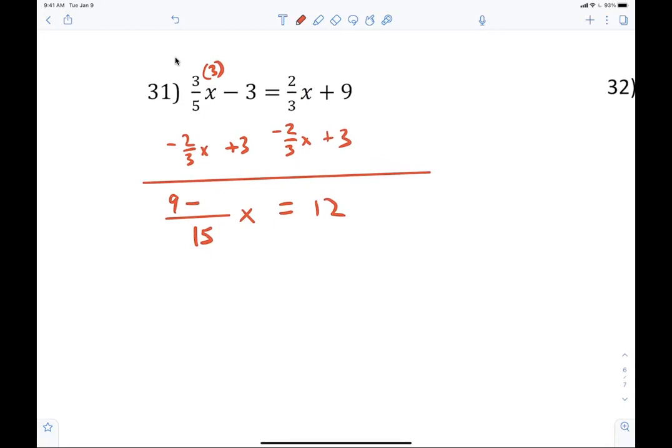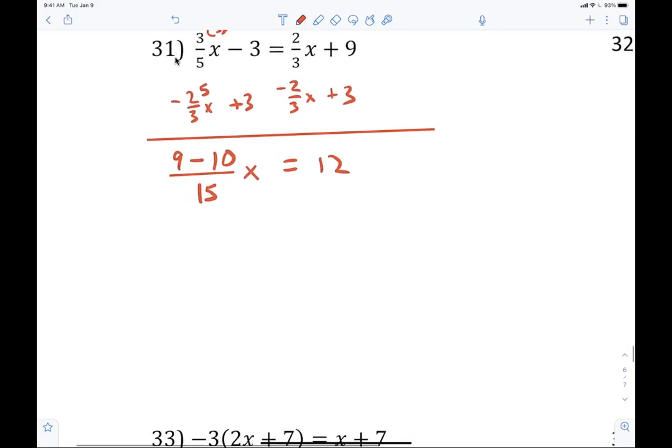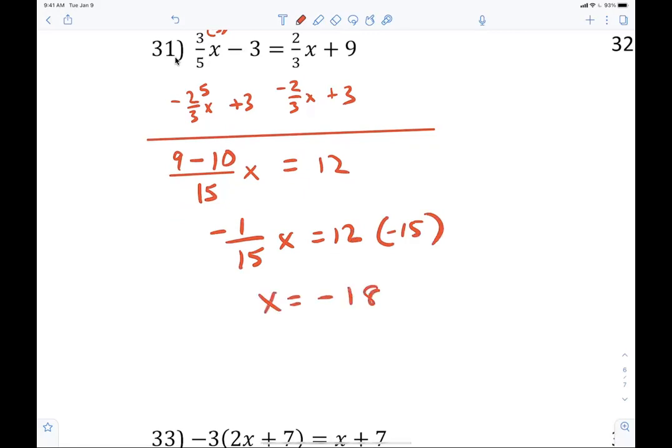Now I'm doing a minus. What am I multiplying the second fraction by? 5. So that would be 9 minus 10. You should be able to do that. And so 9 minus 10 is what? Negative 1/15 x equals 12. So now we're just multiplying by negative 15. So x is obviously negative 180. I got one. Thank you for that information. Just put an X on your paper.